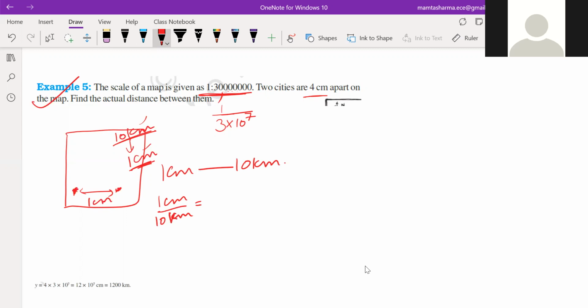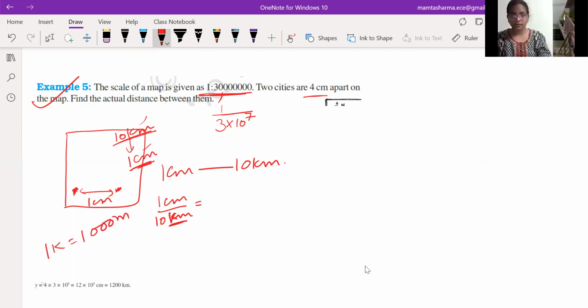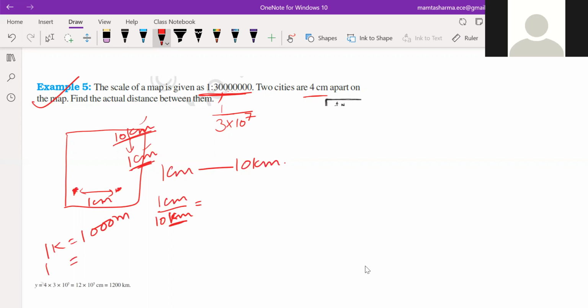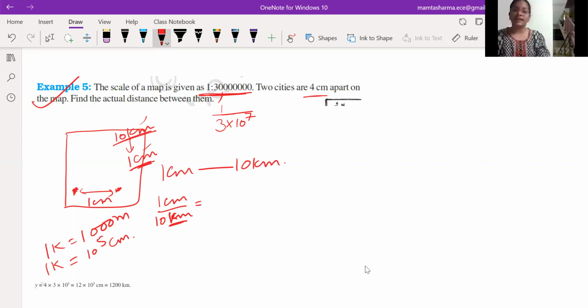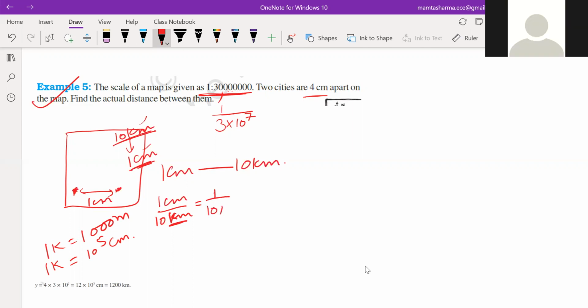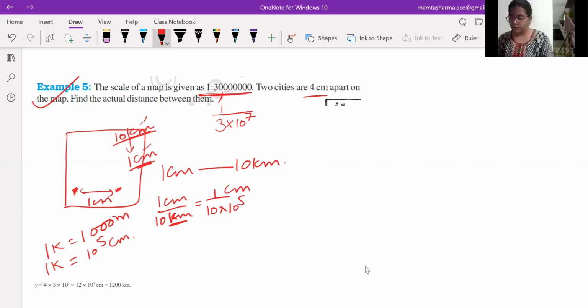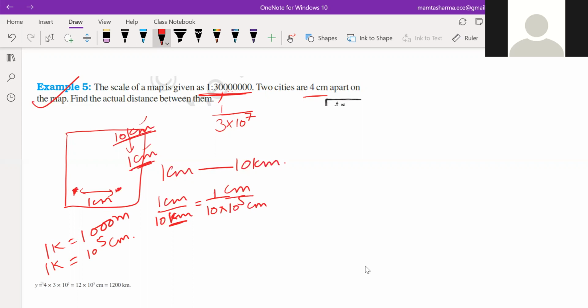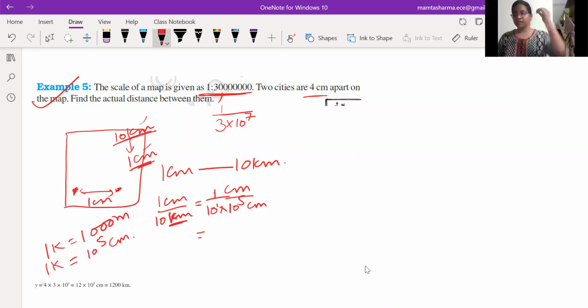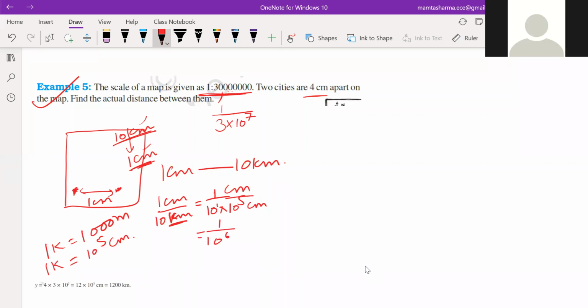Yes, you have to convert this unit. For 1 kilometer there are 1000 meter, and in 1 kilometer there are 10 raised to power 5 centimeter. So 10 kilometer would be 10 into 10 raised to power 5 centimeter. Ma'am, it's 10 lakh, yes, it is 10 raised to power 6 only.